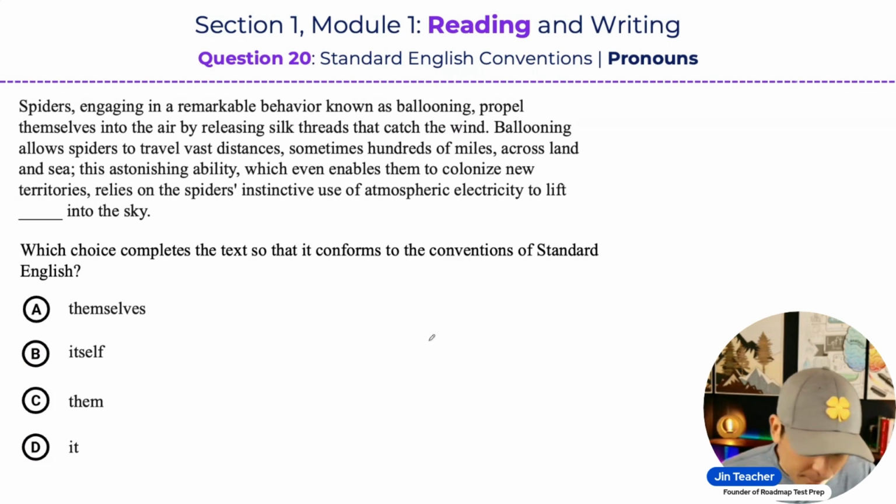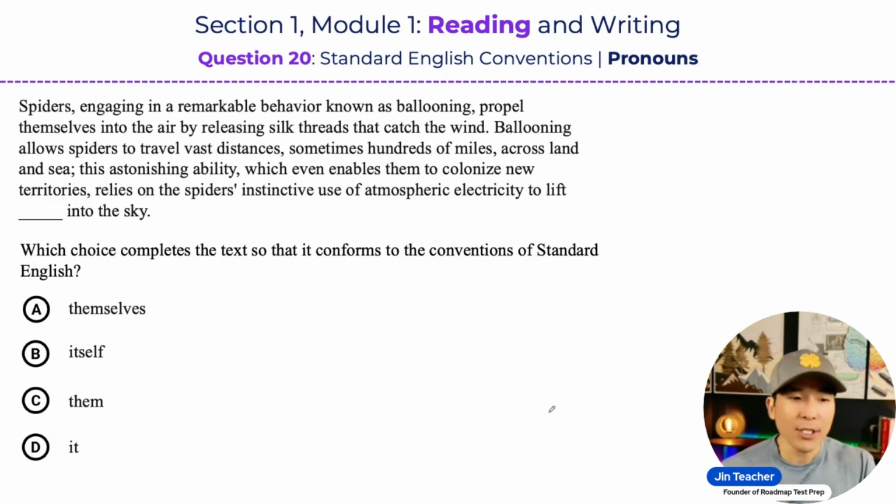So it says, spiders, engaging in a remarkable behavior known as ballooning, propel themselves into the air by releasing silk threads that catch the wind. Ballooning allows spiders to travel vast distances, sometimes hundreds of miles, across land and sea. This astonishing ability, which even enables them to colonize new territories, relies on the spider's instinctive use of atmospheric electricity to lift themselves into the sky.